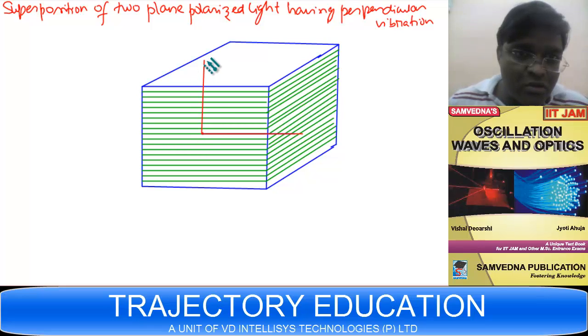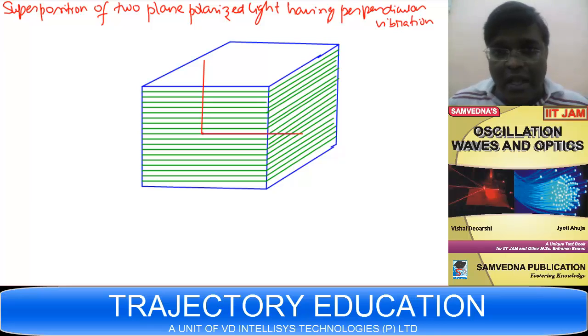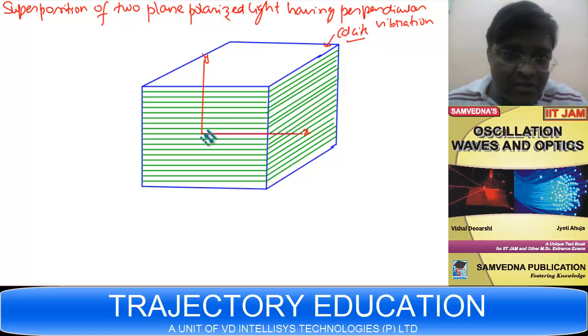Say this is y. Then the light beam is falling along the z-axis. This is x, this is y. I am using a left-hand coordinate system just for the sake of simplicity. So light is falling along the z-axis. A plane polarized light is falling on this calcite crystal.